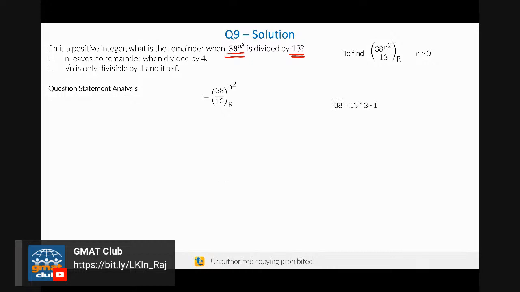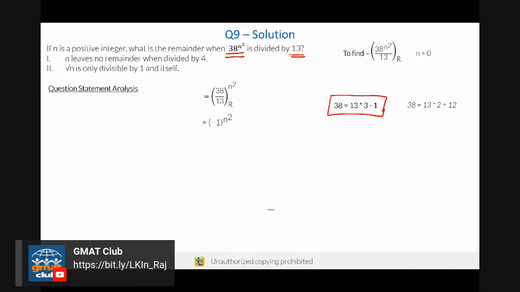All right. So what do we do? The first thing we do is we express 38 as 13 times 3 minus 1. We can also express 38 as 13 times 2 plus 12, but that leads to an issue. We don't want to get there. Division by 12 isn't so great. So when we do this, the remainder really is minus 1 to the power n square.